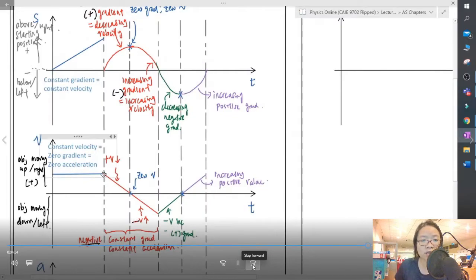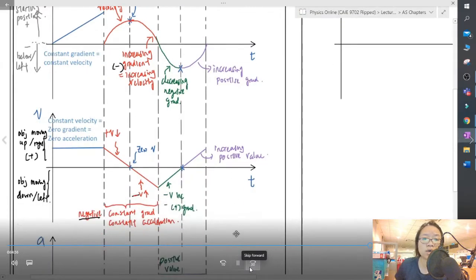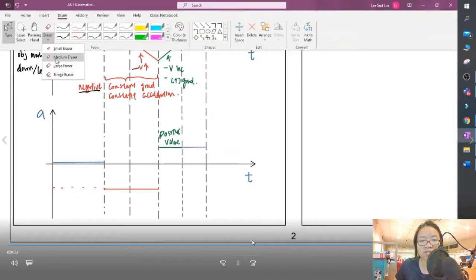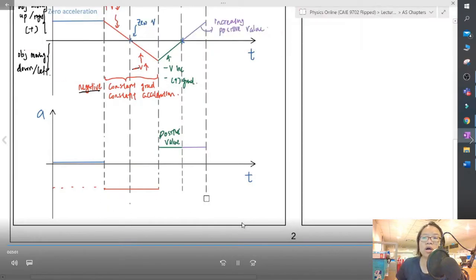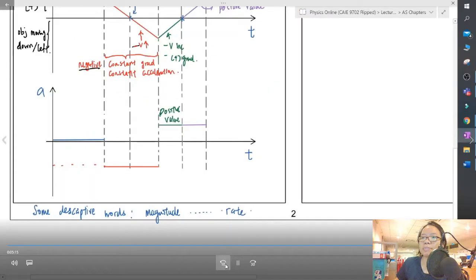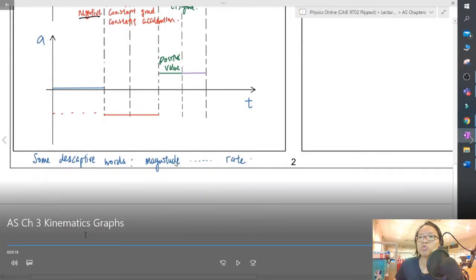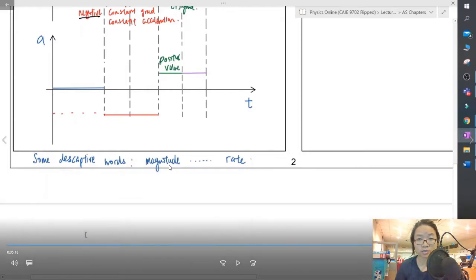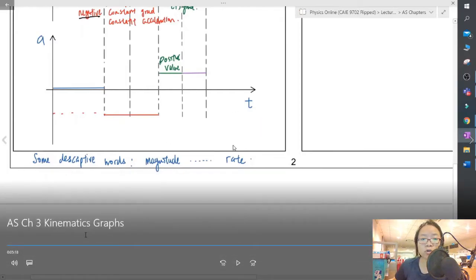the trend of the graphs. Okay, and what I mean by the trend of the graph is, you know how graphs have a few types. So let's think about it this way. We need some descriptive words, okay? So to talk about how the magnitude of something is changing, for example, I said just now, velocity increasing, velocity decreasing, okay? And we need to talk about what kind of rate it is changing at.